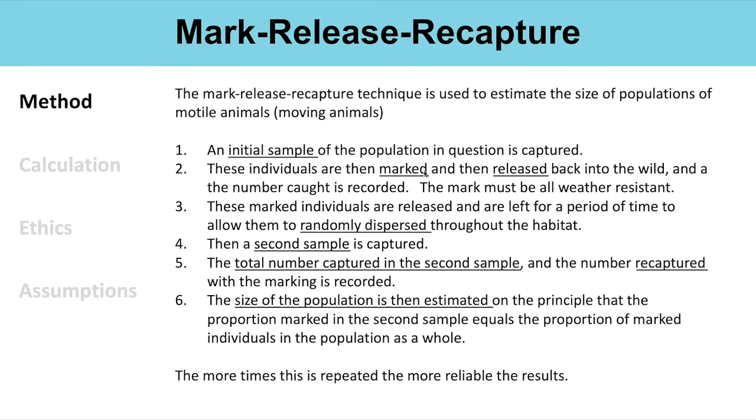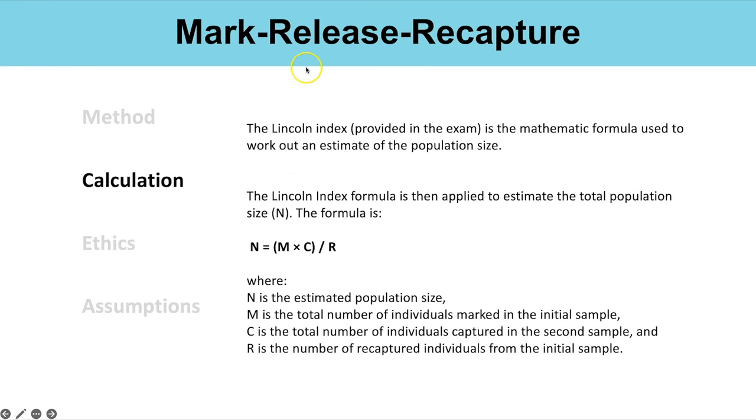and you need to make sure you release them and then leave them to randomly disperse for a long enough period of time that they do evenly disperse. You don't need to state a period of time, you just need to say it's long enough that they randomly disperse. After that period of time, you then set your traps again, collect a second sample. And this is then when we can do our calculation, because we would look at, from that second sample, what is the total number that we captured and how many had the mark on them indicating they had been recaptured. So the calculation that we use for this is the Lincoln index, and that is provided for you in the exam.